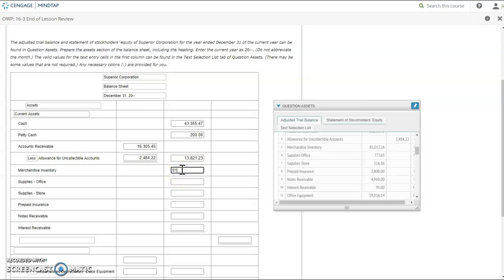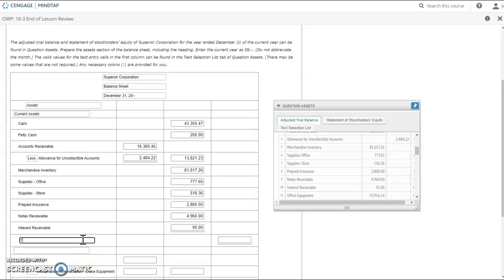Our merchandise inventory, supplies office, supplies store, prepaid insurance, notes receivable, interest receivable. So those are all of our current assets.